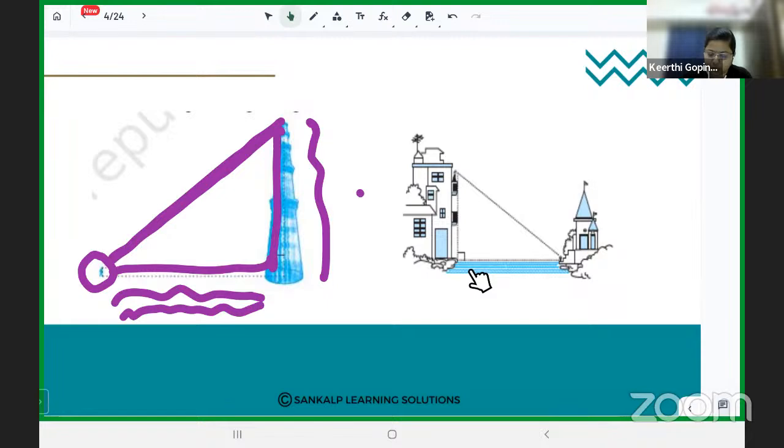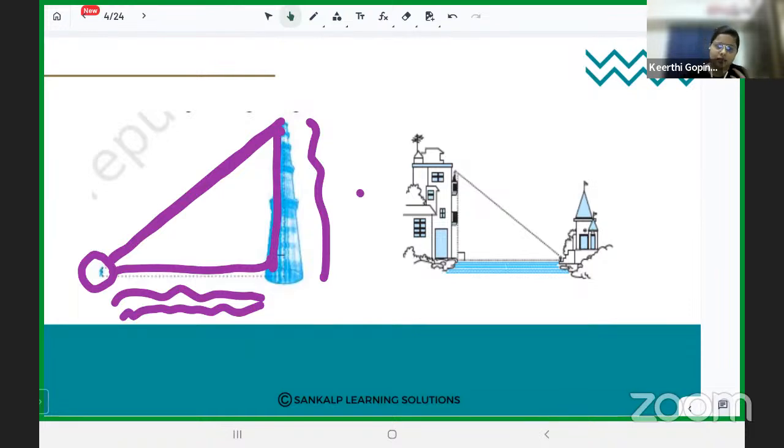Here we have to find out the width. He knows the distance, that is the height at which he is sitting. He knows that distance, but he wants to know the width of the river. Will he be able to find it using Pythagoras theorem? Because this distance is missing, right? We cannot measure this distance. So Pythagoras theorem cannot be applied to solve this particular type of situation.